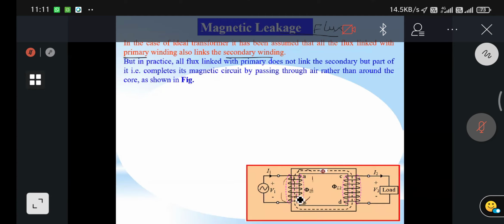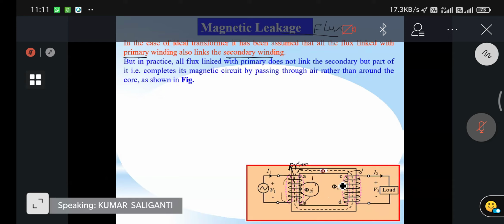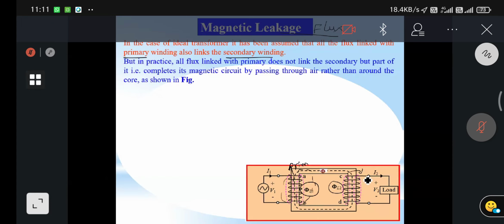The flux will leak through the air, which circles around the core here. So this flux is called leakage flux. This leakage flux links with the primary, not the secondary. Similarly, some flux will leak through the air around the core on the secondary side. That is the leakage flux with respect to the secondary. This flux is linked with the secondary, not with the primary.